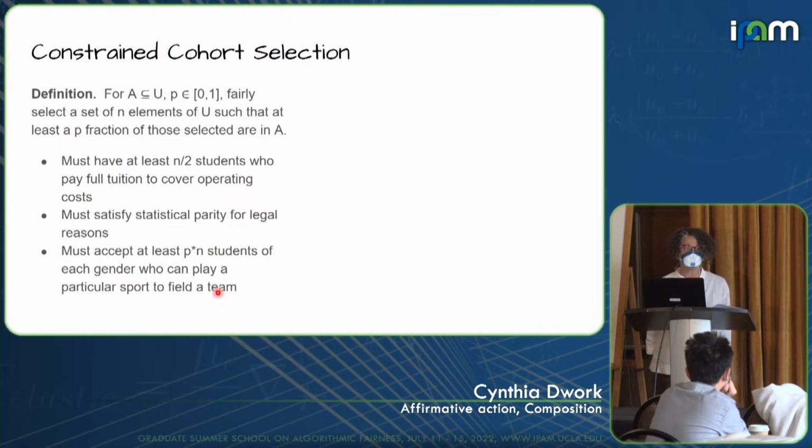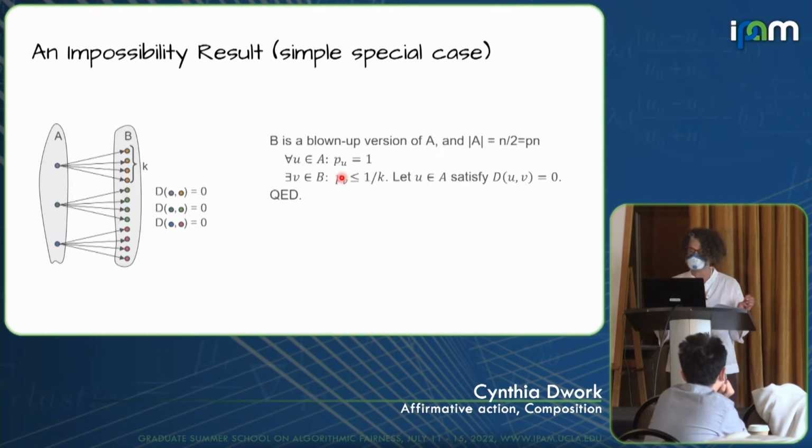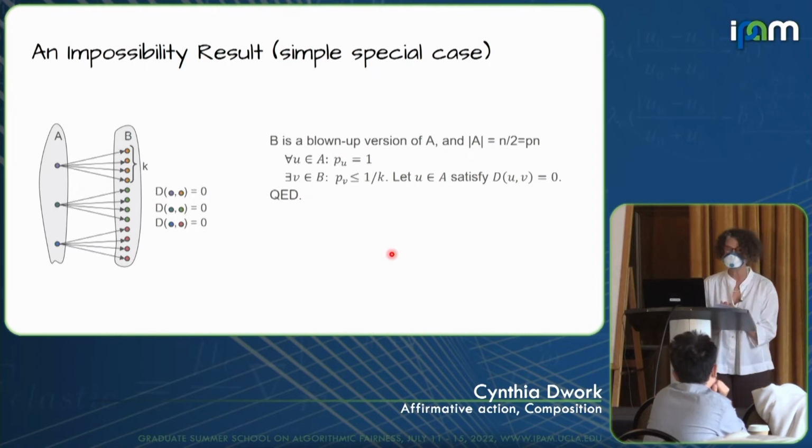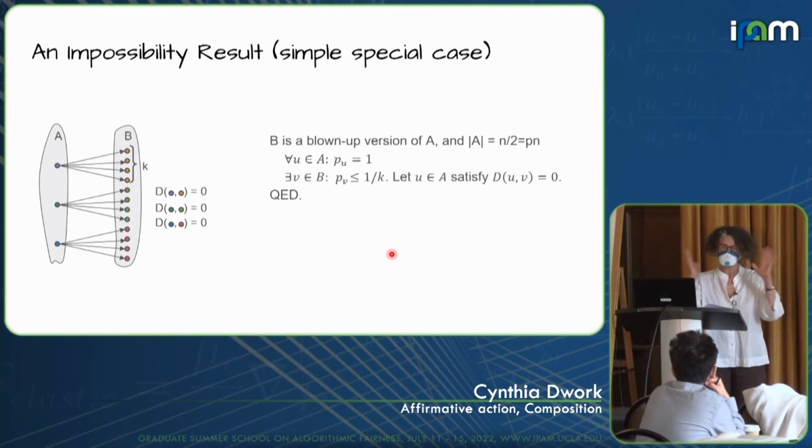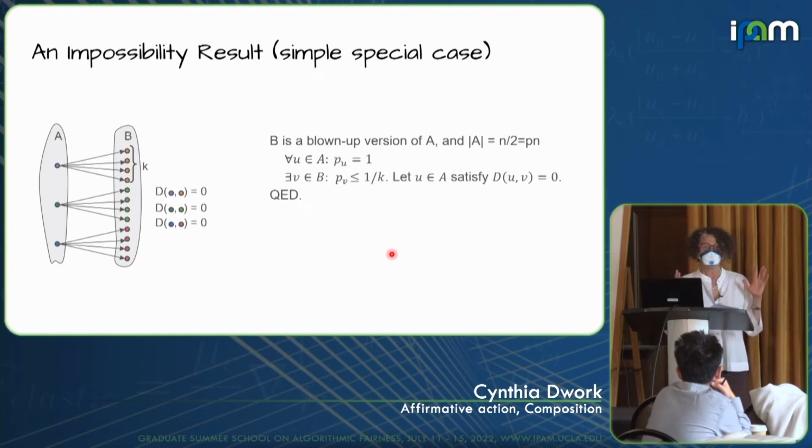This is our constrained cohort selection, again, where we want to admit n students, and at least half of them have to be able to pay full tuition. An alternative would be that you need to satisfy statistical parity for legal or moral reasons. Or, again, the soccer teams. Great. Okay, so here's a simple special case. My applicants are split into two groups, A and B. And the split is according to economic means. The people in A can pay. The people in B can't pay full tuition.